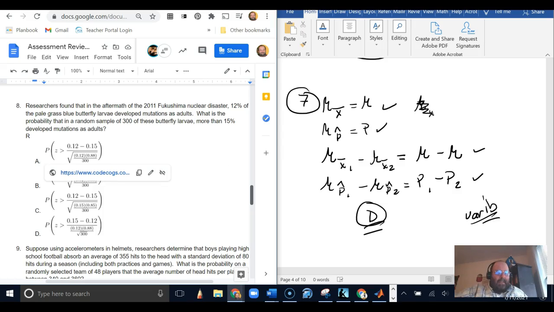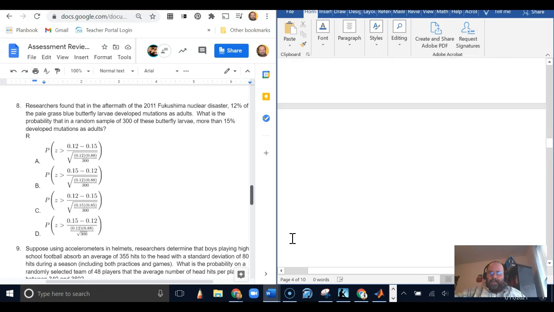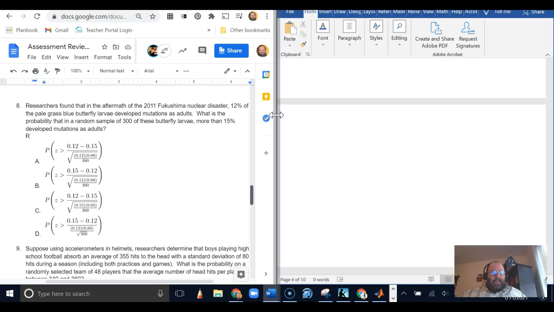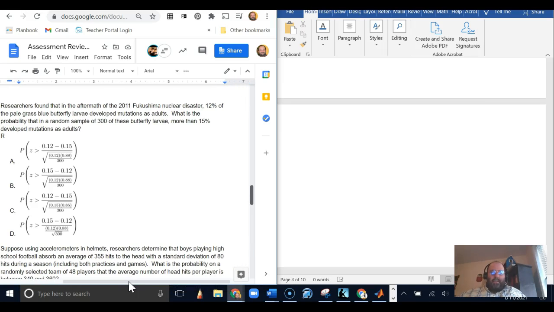Let's look at 8. 8 is very similar to number 1, except we're doing it with a proportion here. So we're given that the assumption is that 12% of the butterfly larvae are experiencing mutation. So P is 0.12. We want to know the probability that a sample of size 300 would be more than 0.15.